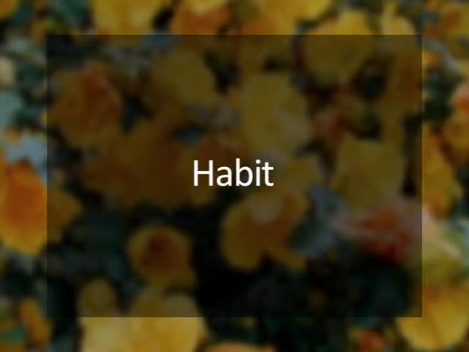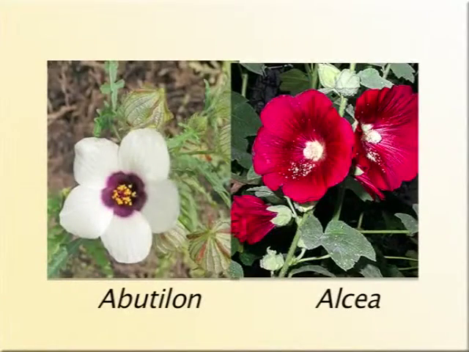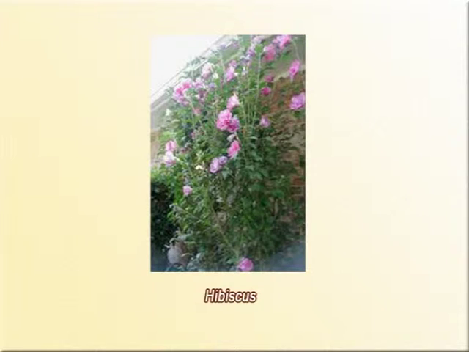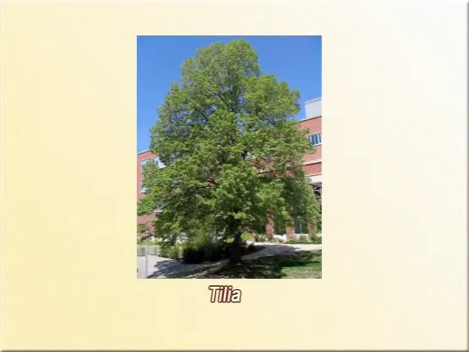Starting from its habit, the members of the family Malvaceae can be either annual or perennial herbs. The examples are Abutilon, Althaea, and other types of herbaceous species. They can be also even shrubs. The common example is Hibiscus, or they can be even trees. The example here is Tilia.